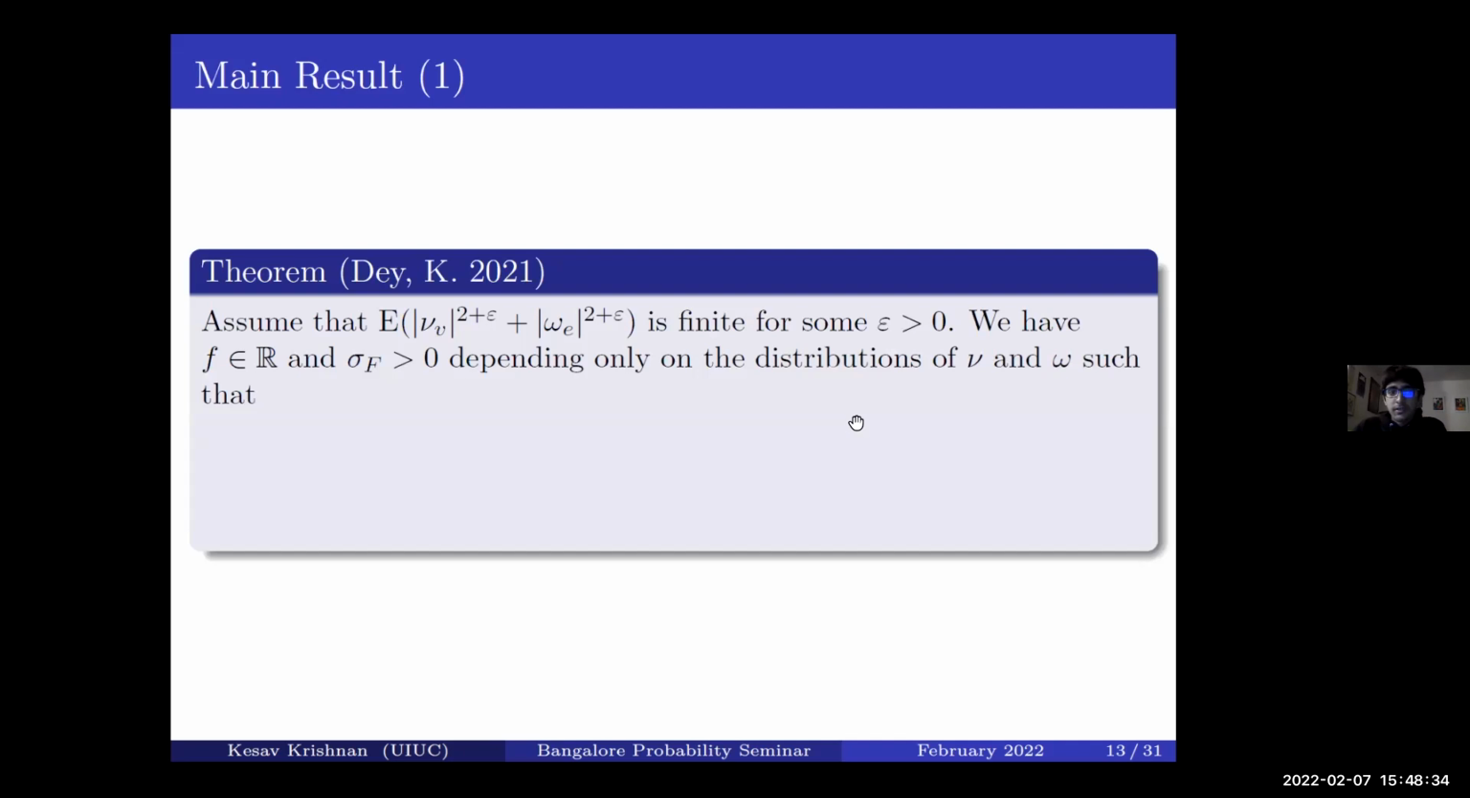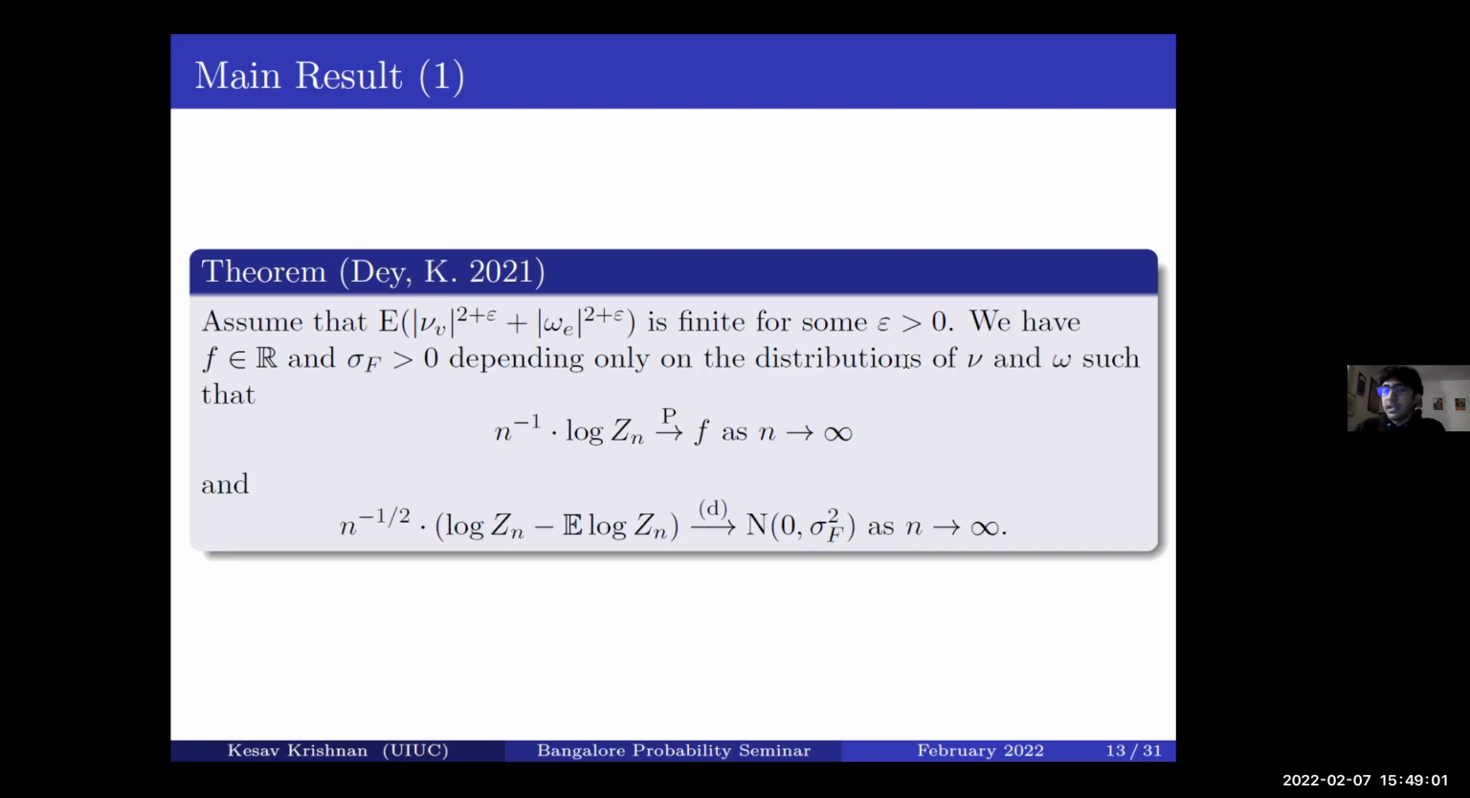And this is the first theorem that we established. So assuming that you have this finite 2 plus epsilon moment condition, you have a real number F and a positive number sigma F, depending only on the distributions of nu and omega, such that your scaled log partition function converges in probability. And the fluctuations about the scaled log partition function converge to a centered normal distribution with variance sigma F squared.